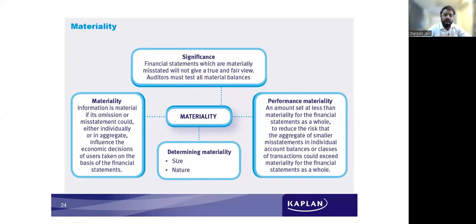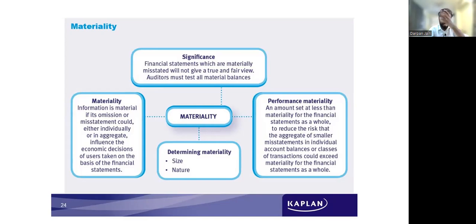Okay. So with this understanding, read significance first. What is the significance of materiality? Why are we seeing materiality? Financial statements which are materially misstated will not give a true and fair view. Right? You are checking for material misstatements. Misstatements which are not material are not important for you. Because if misstatements are immaterial, the financial statements will still give a true and fair view, because the misstatement itself is not material. Correct? Okay.